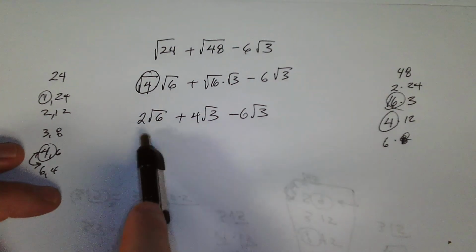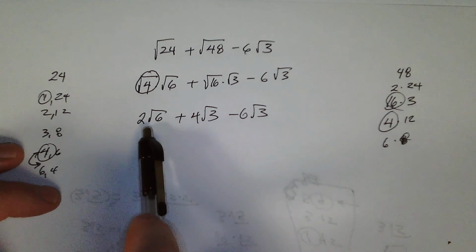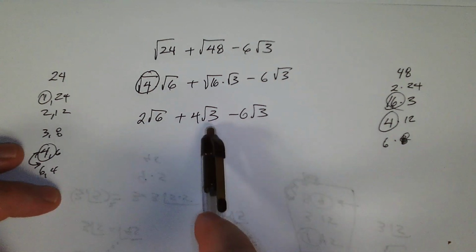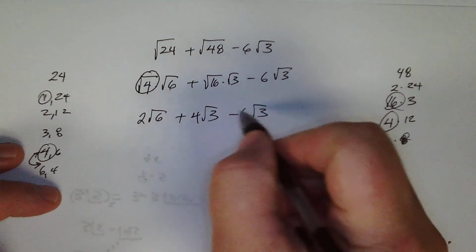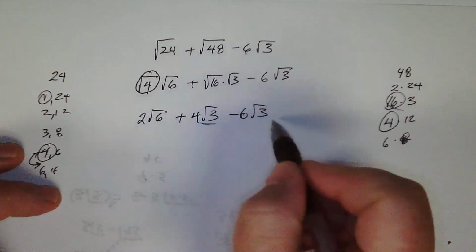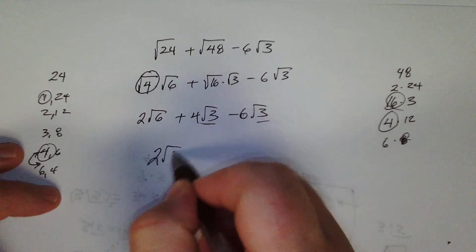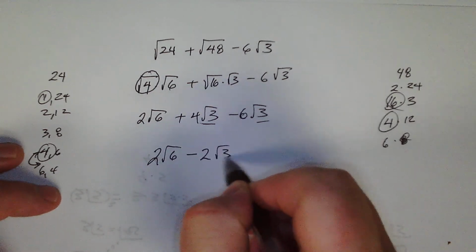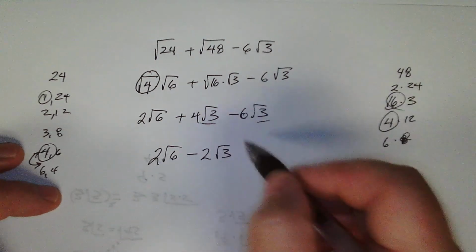Now, this is 2 times an irrational number. This is 4 times an irrational number. This is negative 6 times an irrational number. These two irrational numbers are the same. So that's like terms. And we're done. The 3's don't change. The square root of 3 doesn't change.